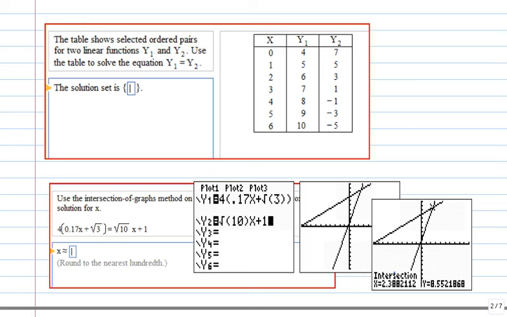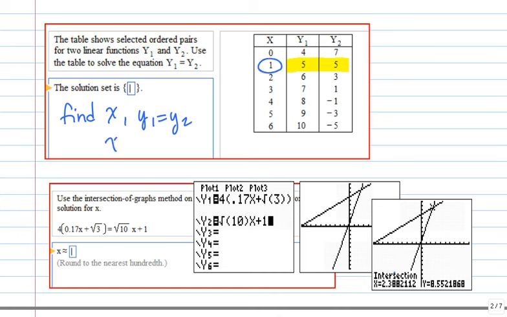The next problem says, the table shows selected ordered pairs for two linear functions y1 and y2. Use the table to solve the equation y1 equals y2. So what we're trying to find is what x value has the values of y equal to one another. So in the columns, we're looking for where the values of y1 and y2 are equal, and then look for the x value that corresponds to. If you can see, y1 and y2 are equal when the value of x is equal to 1.